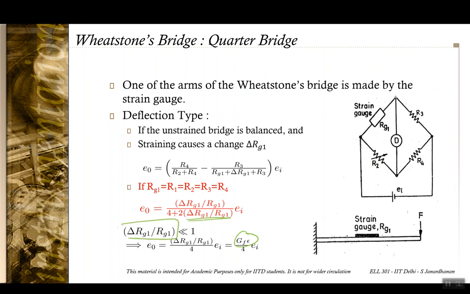However, we repeatedly have encountered that this ratio is going to be far less than 1. Okay, there is going to be a microstrain and hence a microscopic change in the resistance only. So the output can be approximated by ignoring this term. It can be approximated by delta Rg by Rg by 4, which translates to gauge factor into epsilon by 4 times the input Ei.